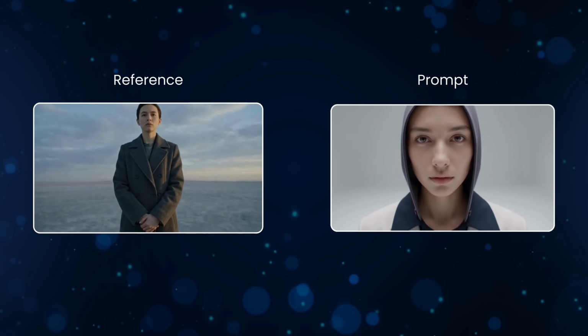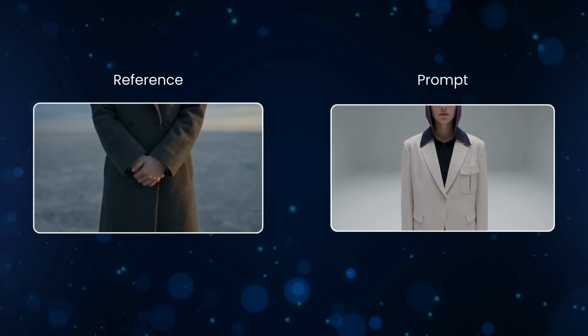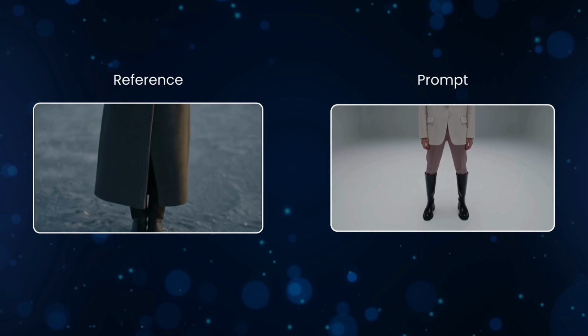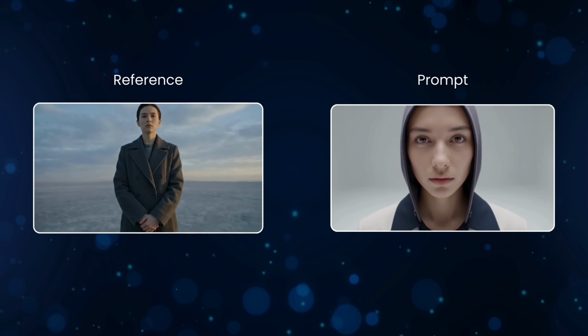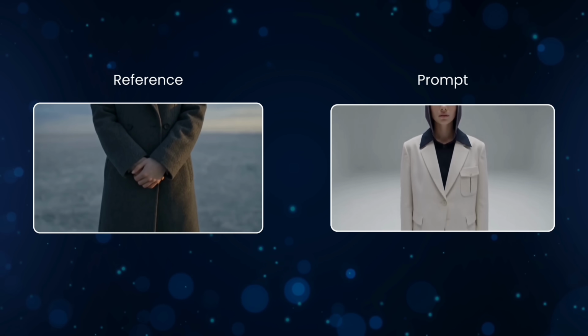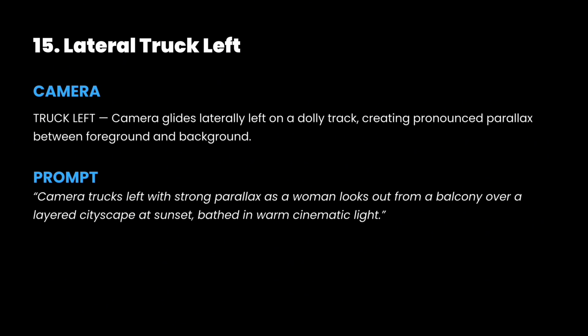It's effective because it introduces character and detail gradually, building presence without cutting away. Use it during character introductions or fashion-focused moments. Number 15. Lateral truck left.